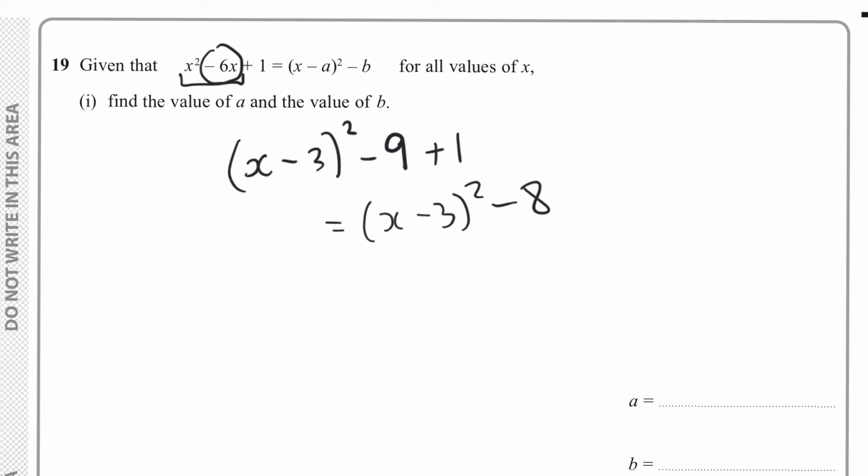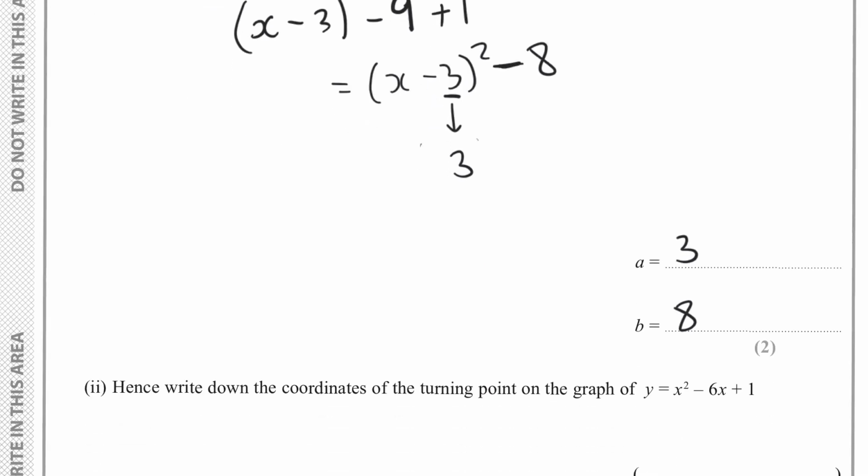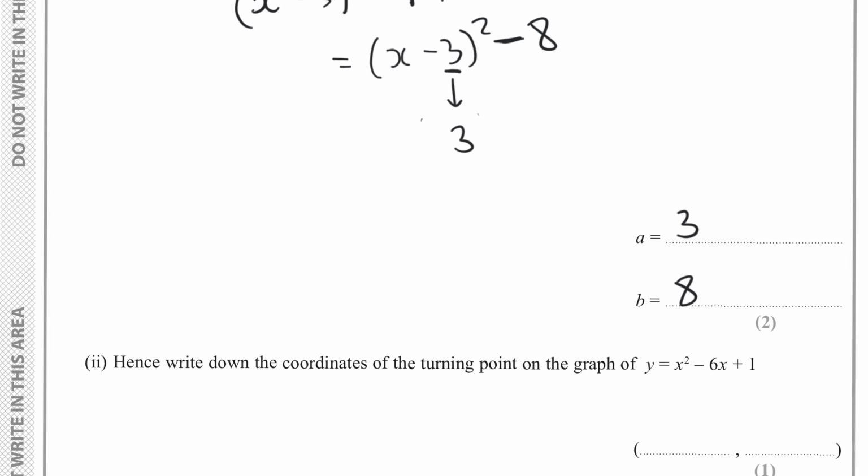Then the next step is, if we're finding the values, if we make the bracket equal to 0, x would therefore be equal to 3, which is our a. a is essentially 3, because we already had minus in it. If it had x plus a, then you would say x is minus 3, if that makes sense. And then our b is going to be positive, again, because it's already got the minus there. Then it says, hence write down the coordinates of the turning point of the graph.